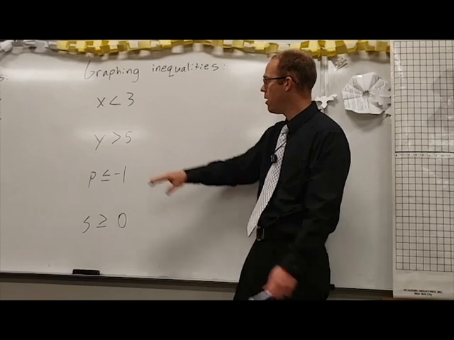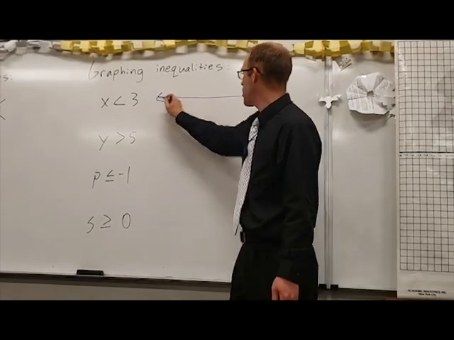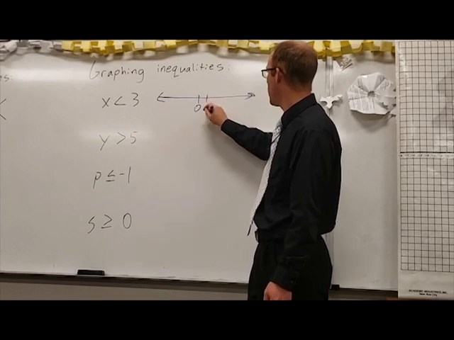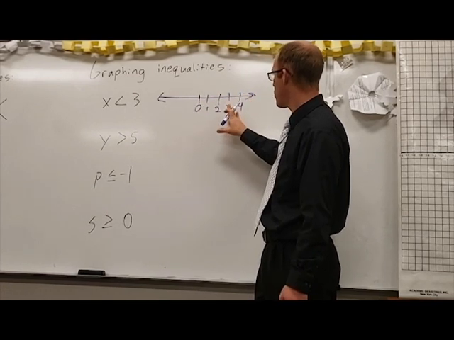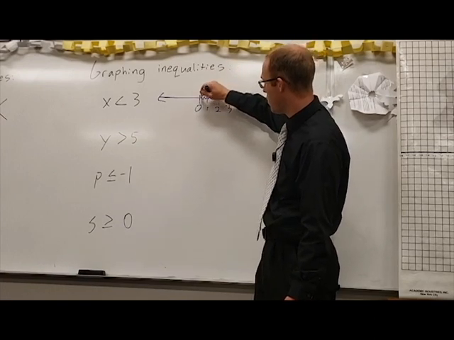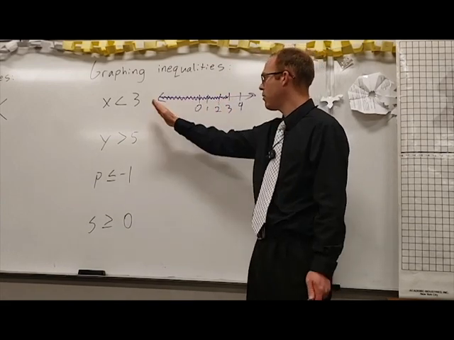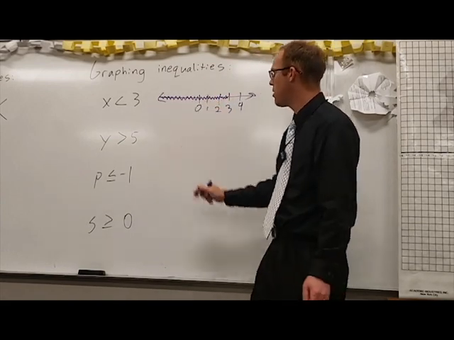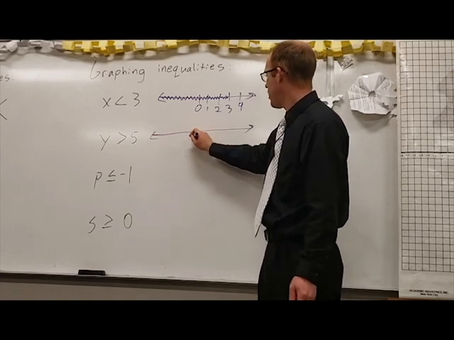I've given 4 here. X is less than 3. So we want to draw a picture of all numbers that are less than 3. So 1, 2, 3. We have numbers that are smaller than 3, which will be everything over here to the left side of 3. So to indicate that those are the numbers that I want, I'm going to shade all of those numbers. We'll come back to all of these in just a second because there is something that I need to introduce.